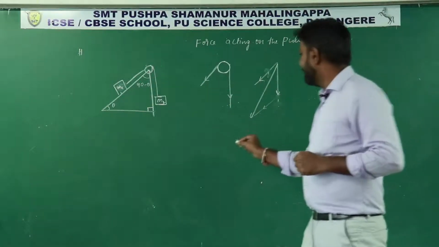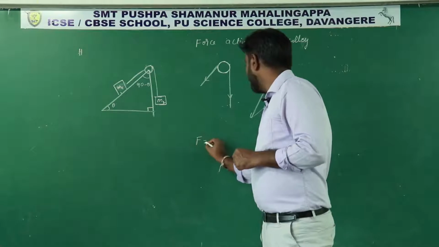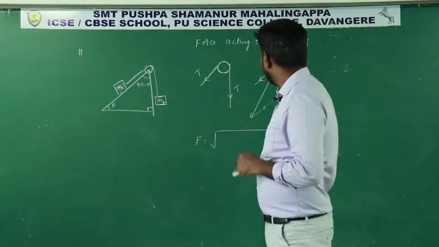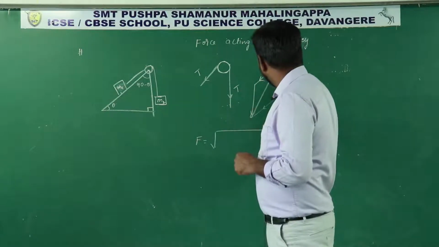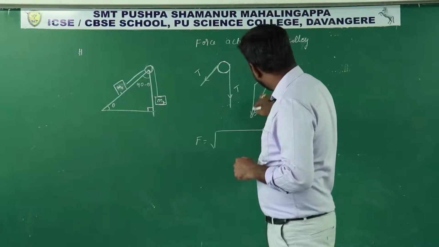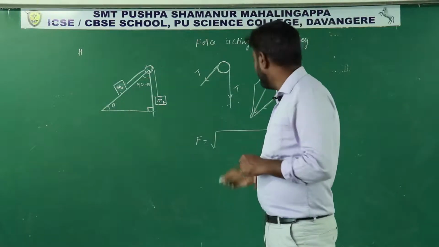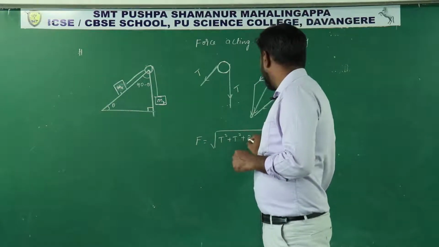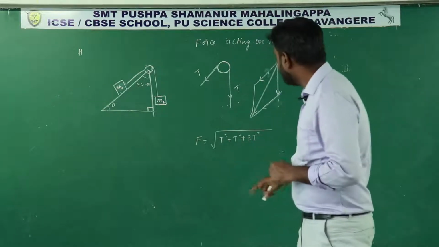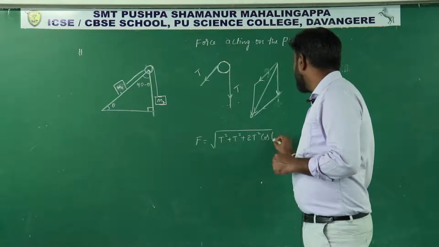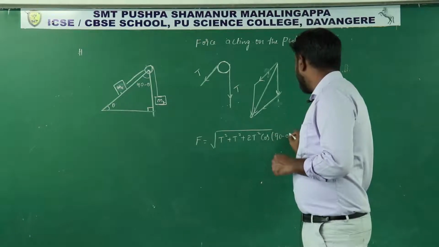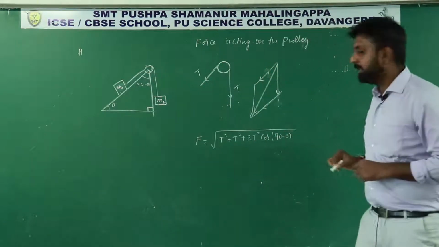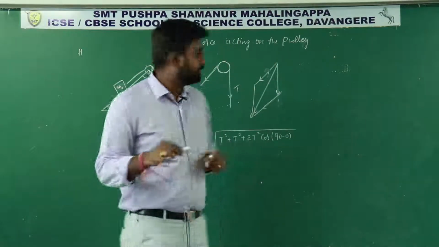That is, you will get the force on the pulley F equals root over, this is a tension T, this is tension T. So the resultant vector magnitude will come to be T square plus T square plus 2T square cos (90 minus theta). Why? Because in the formula it is cos theta, but this angle is 90 minus theta. Hence I have written cos (90 minus theta).